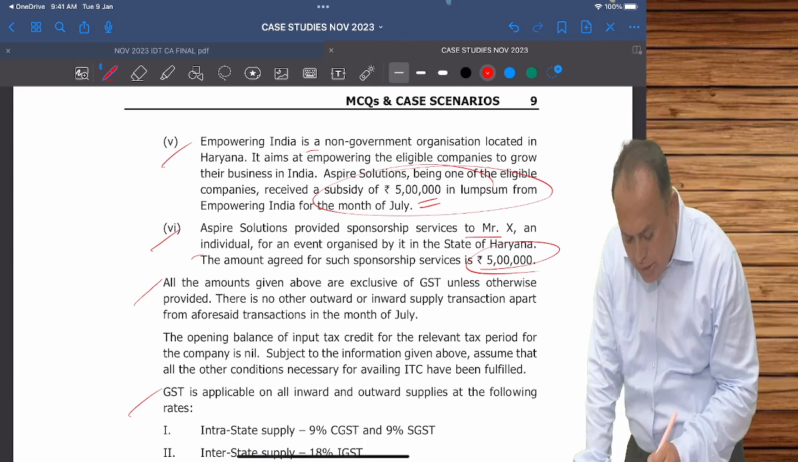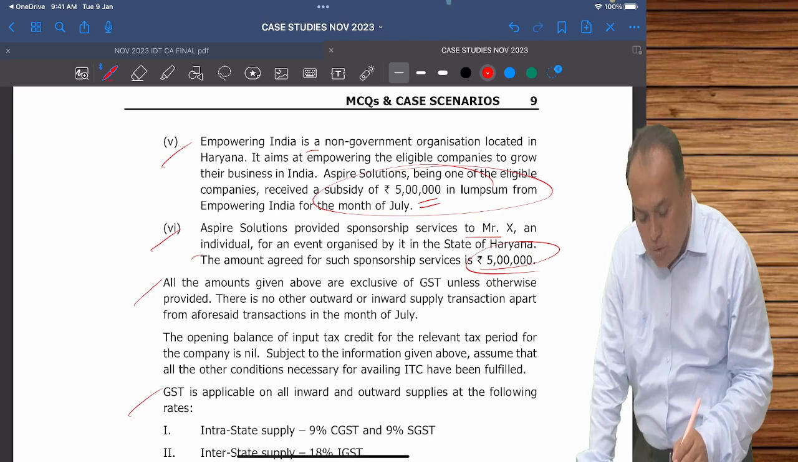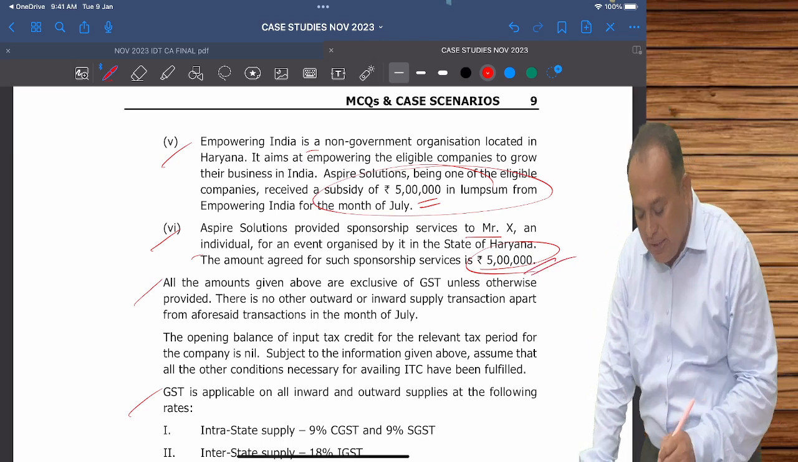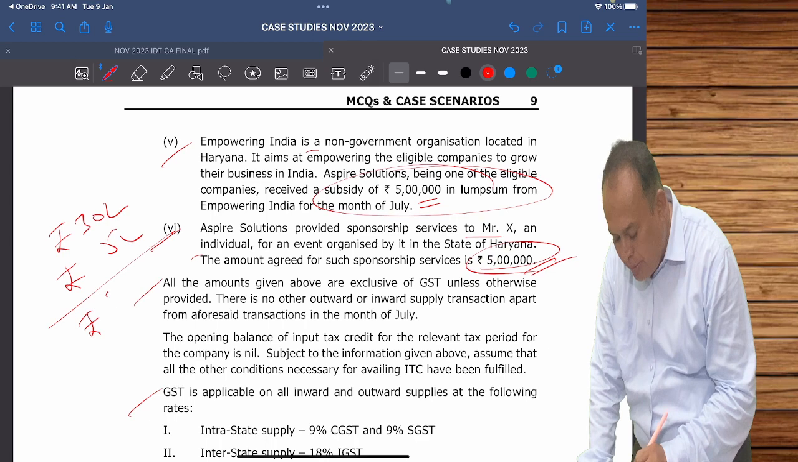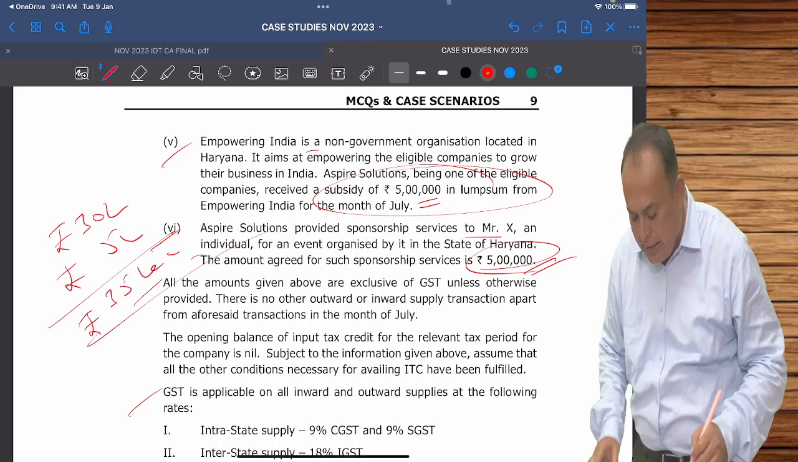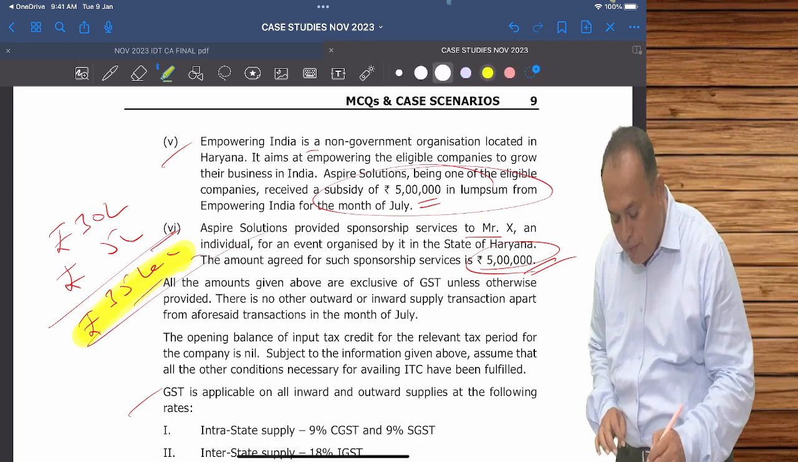Then as per Solutions providing the sponsorship services to Mr. X, outward supply, this 5 lakhs. So totally 30 lakhs plus 5 lakhs, total here is coming 35 lakhs. So 35 lakhs is the value of their outward supply.